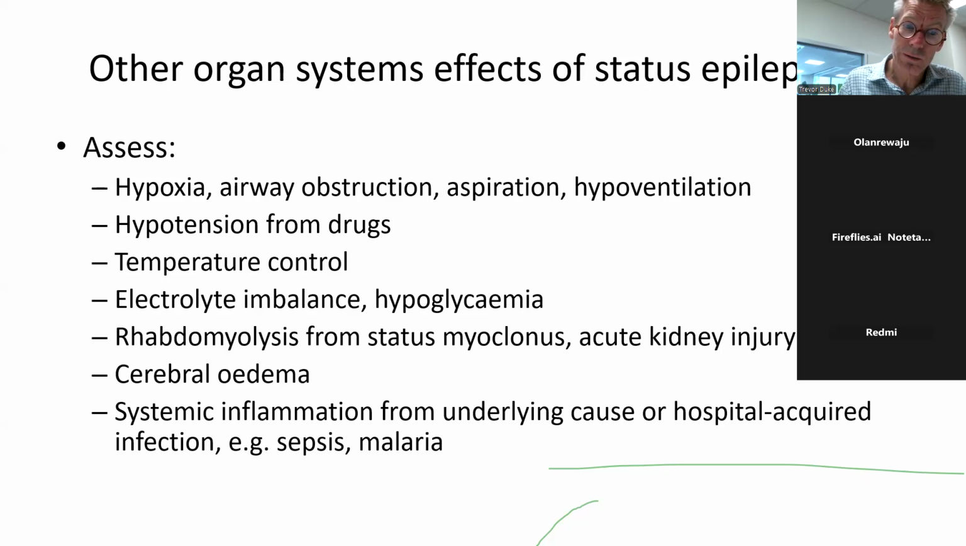Sometimes they'll get cerebral edema, and sometimes there'll be systemic inflammation from the underlying cause or a hospital-acquired infection. So you just need to pay attention to the other organ systems of any child who's got status epilepticus. It's not just about the brain, but all of these things can result in secondary brain injury ultimately.